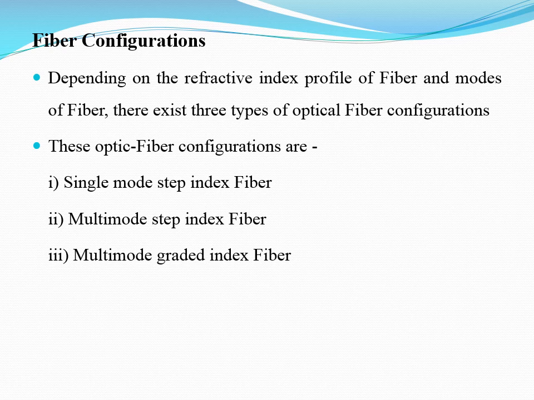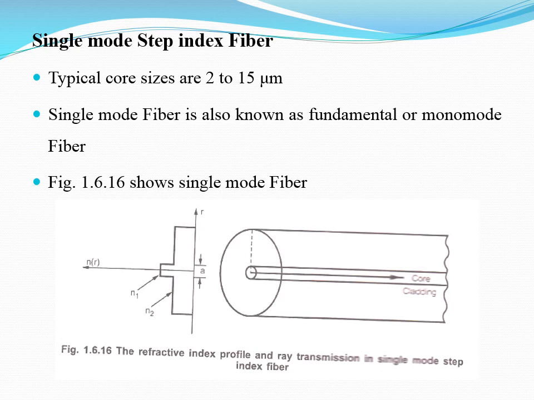So we can see that three different fibers are dependent on the refractive index profile and the number of modes in a fiber. That is single mode and multi-mode step index fibers and also multi-mode graded index fibers. Here we can see that in the single mode step index fiber, the size of the core is very small, which is between 2 to 15 micrometer. And single mode fiber is also termed as fundamental or a monomode fiber.